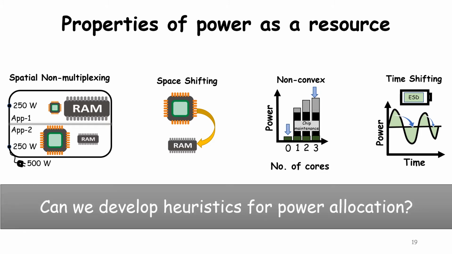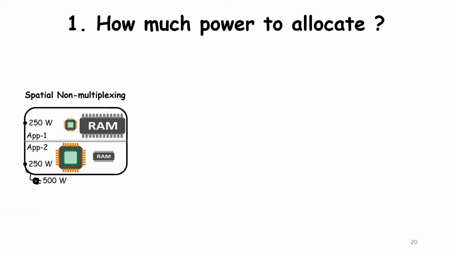So the question that we want to answer is, can we make use of these properties to develop heuristics for power allocation in shared servers? Recall that power cannot be multiplexed in space. Therefore, when a server is imposed with a power limit, we not only cap overall server power draw, but also cap power for each application. So we first need to answer the question of how much power to allocate for each application.